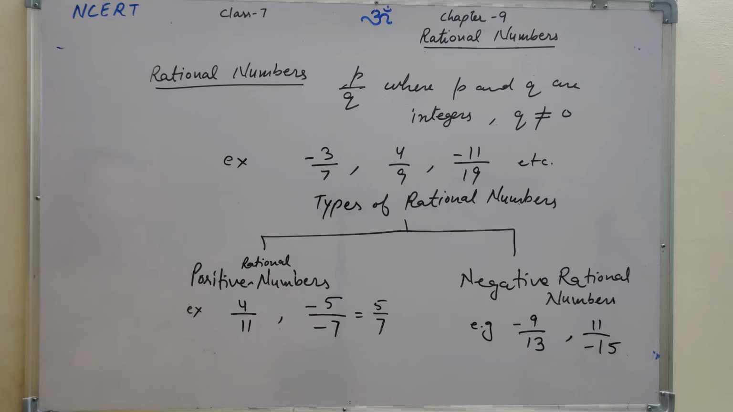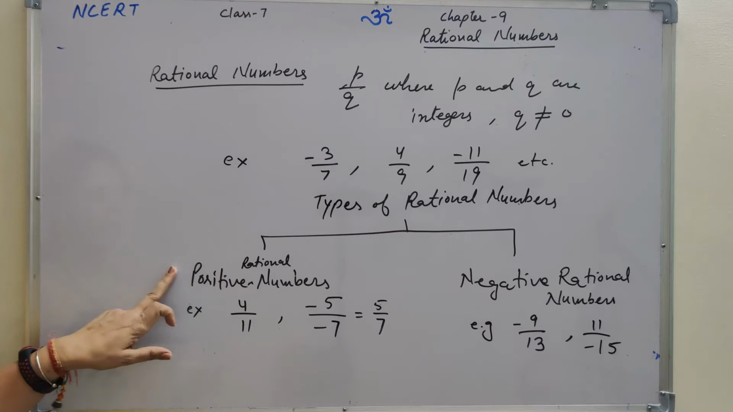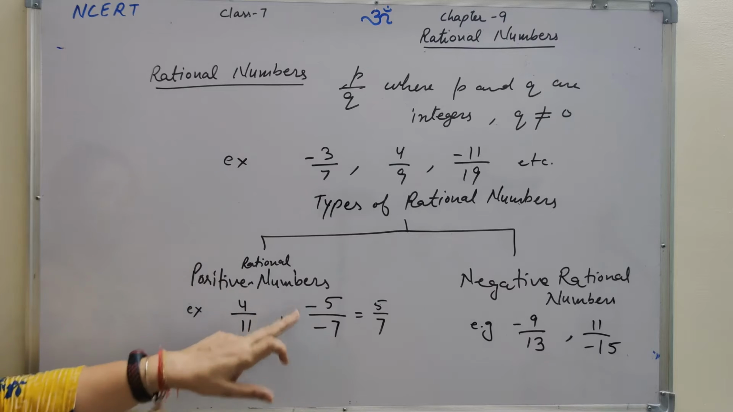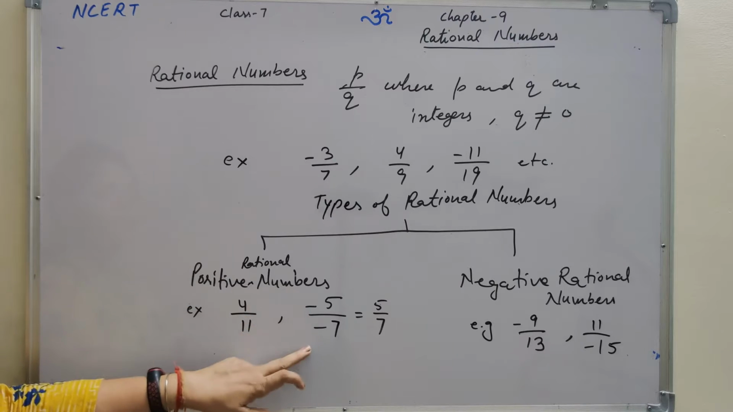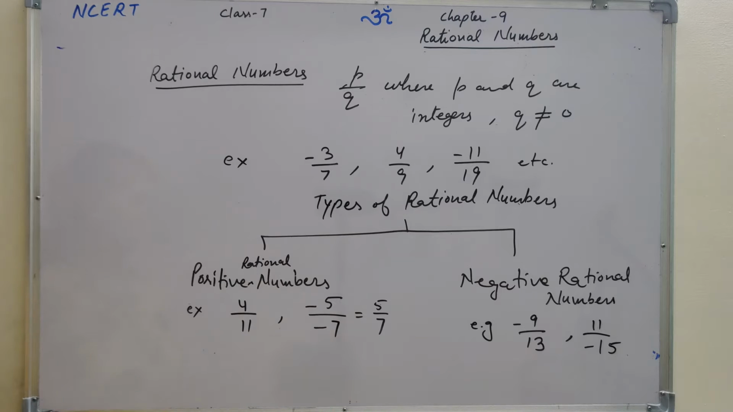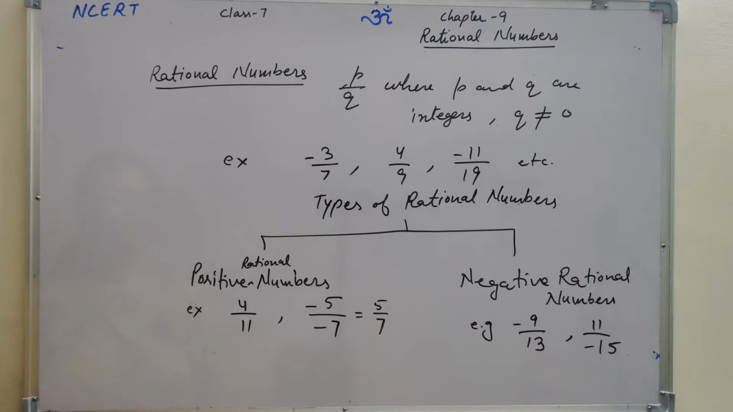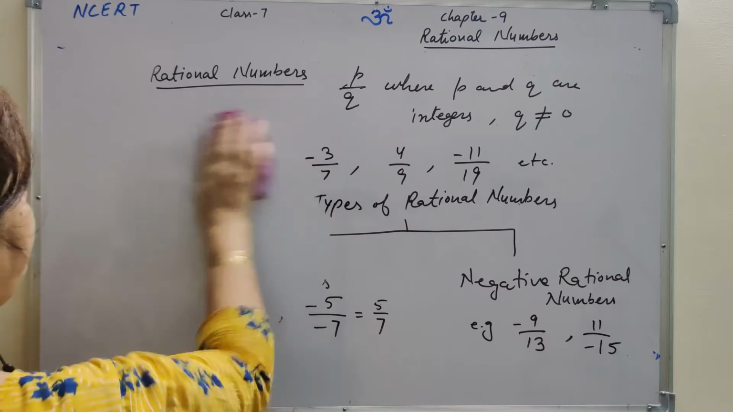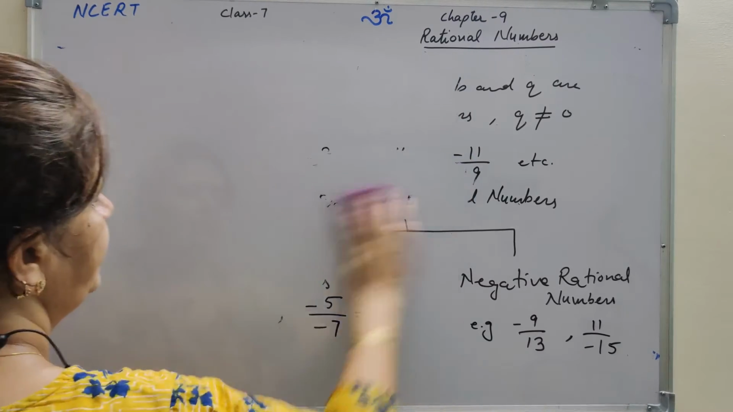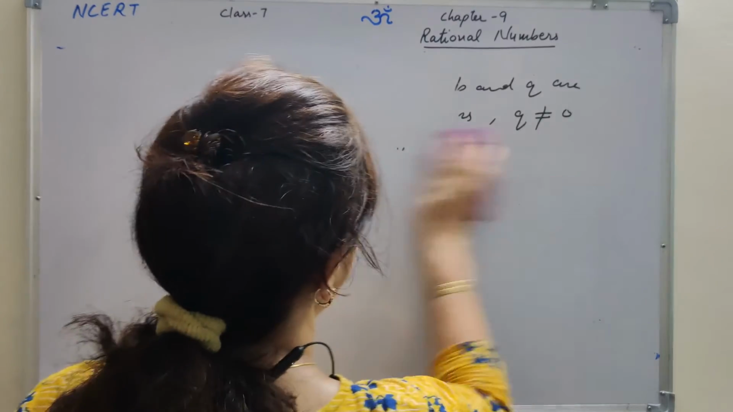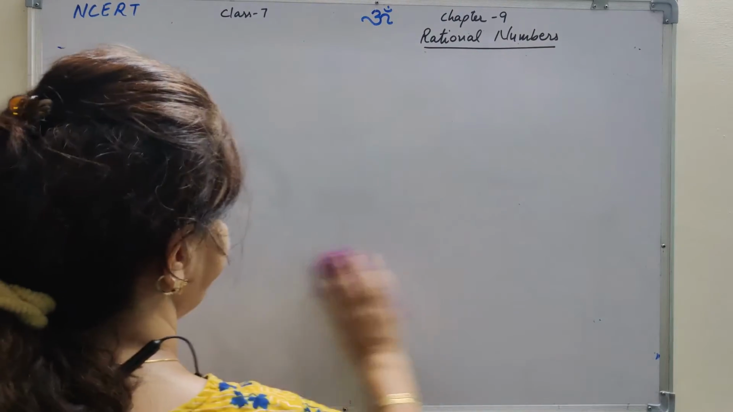Means either the numerator or the denominator is negative, any one of them is negative, then it is a negative rational number. If both the numerator and denominator are positive, they are considered as positive rational number, and if they both are negative also, minus minus cross each other, they become again a positive rational number. So this way we have the definition of rational number and the types of rational number. Rational numbers basically are of two types: negative rational number and positive rational number.